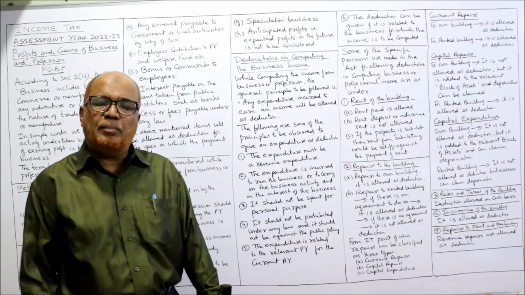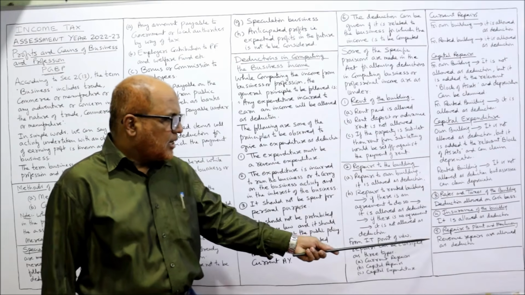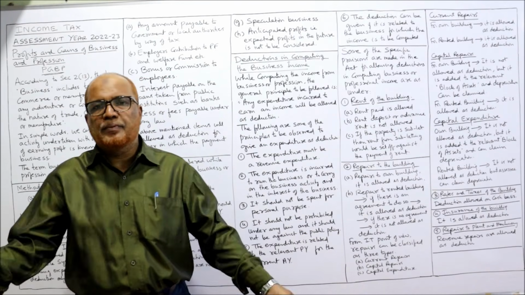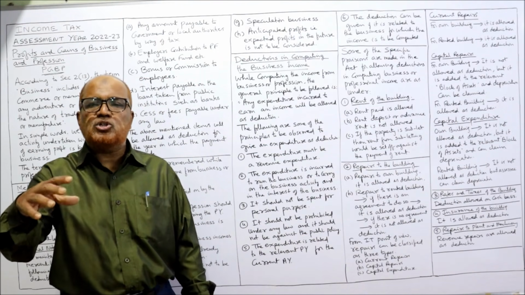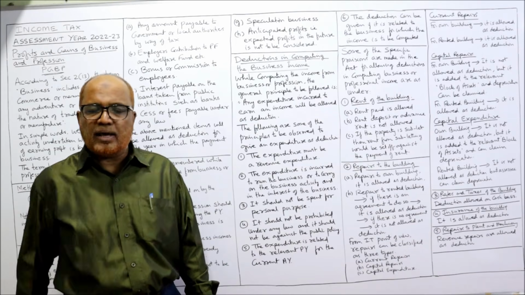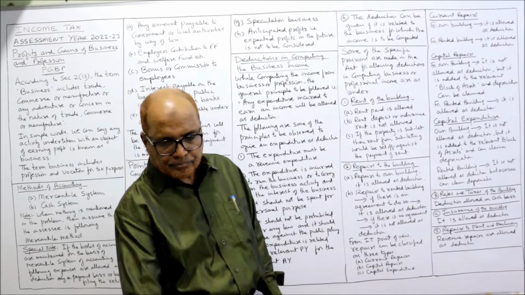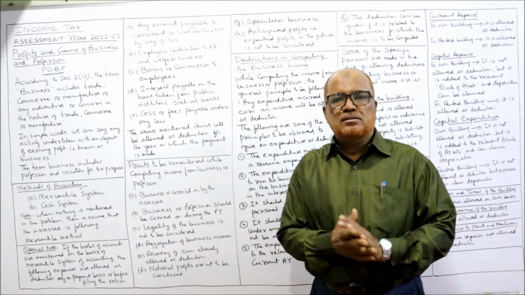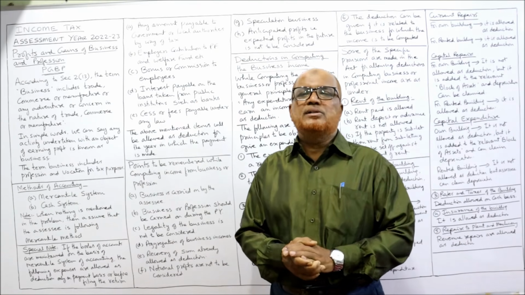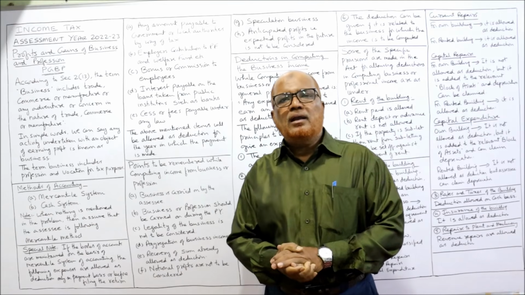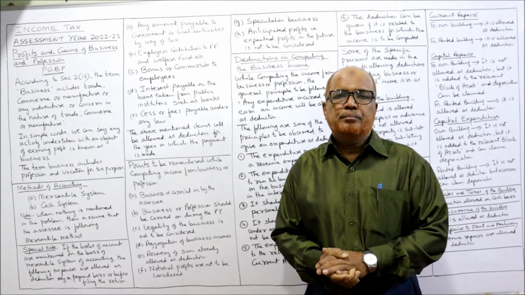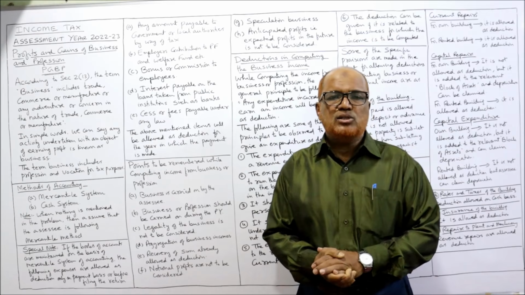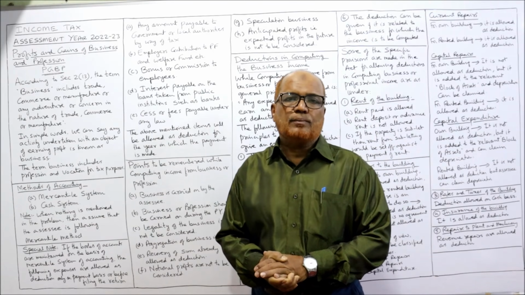Next one, insurance of the building. It is allowed as deduction. Repairs to plant and machinery. Any repairs done to plant and machinery of the business will be allowed as deduction. That's it. In this video, I have explained the basic rules and principles to be followed while computing the income from business or profits and gains of business and profession.